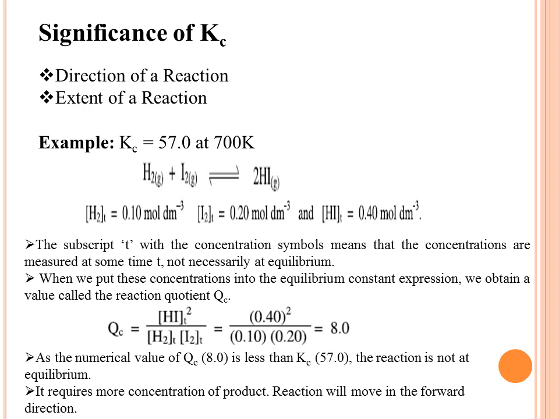But what is Qc? Qc is a quotient value. The concentrations are measured at some time. It's not necessary that the molar concentrations of the reactants and products should be measured at a particular time. If I measure the concentration of reactants and products at any time other than equilibrium, it will give us the value of Qc, which is the quotient value. So by comparing the Qc and Kc value, I can understand whether the reaction will move forward or backward.